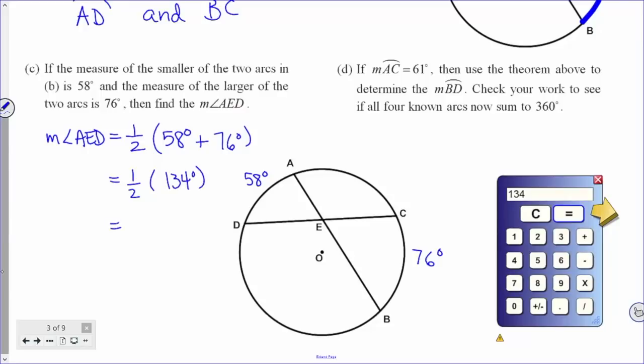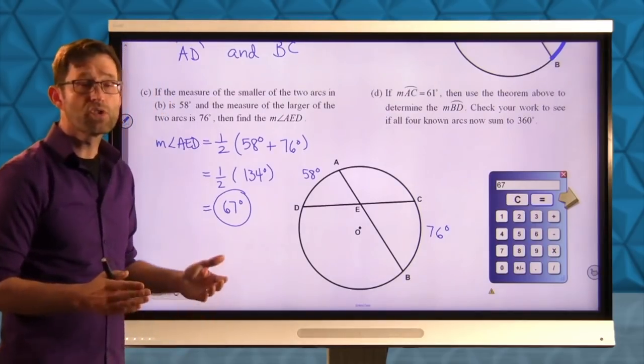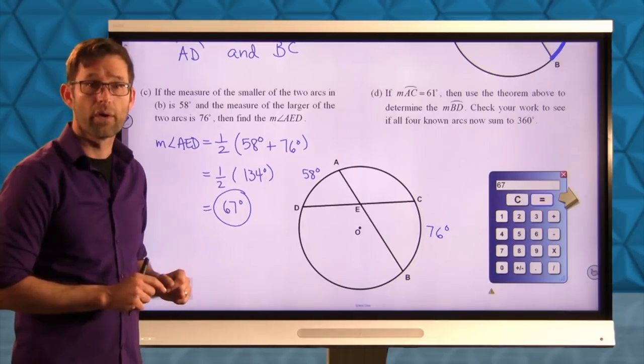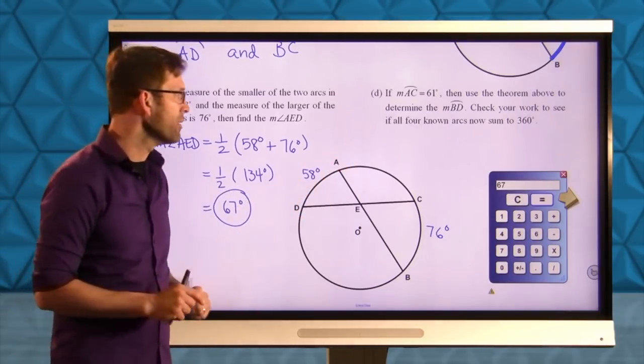And then, of course, we can divide by 2 to find half of it, and we find that that is 67 degrees. So it's a relatively easy theorem to use, especially in that direction. All right? Let's take a look at letter D.